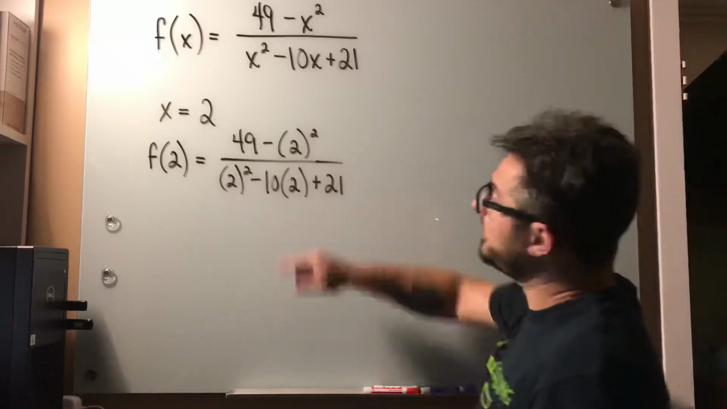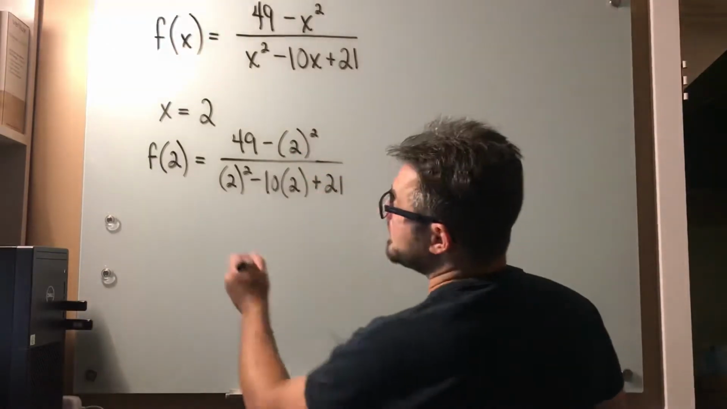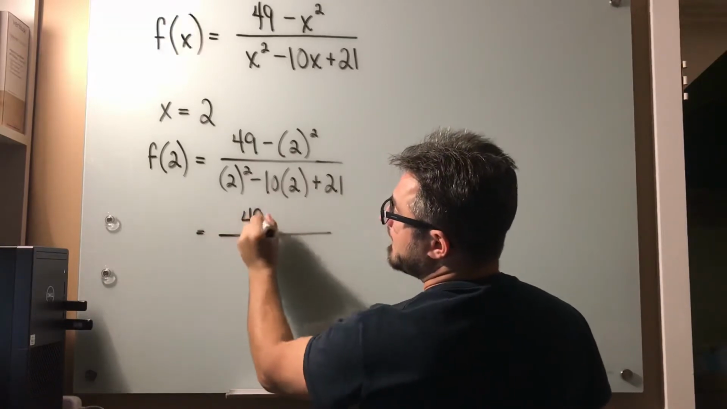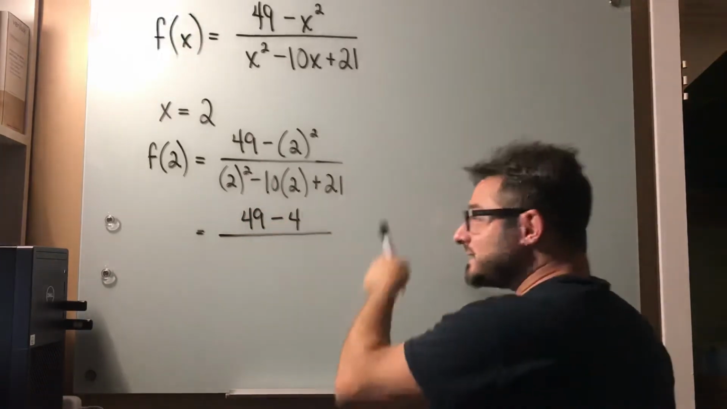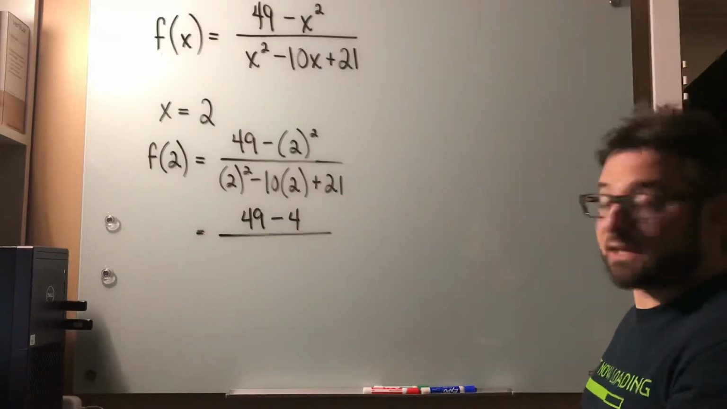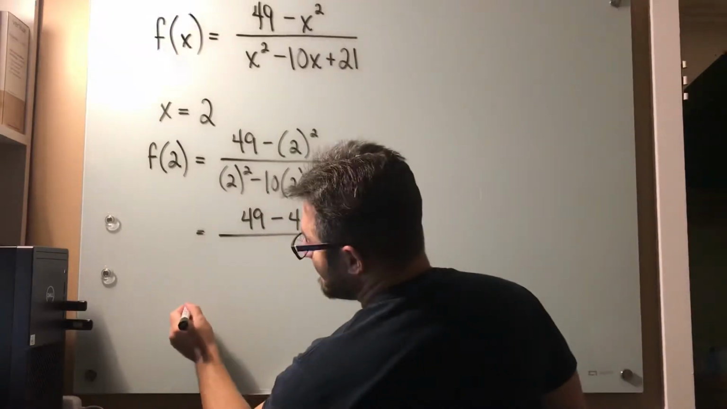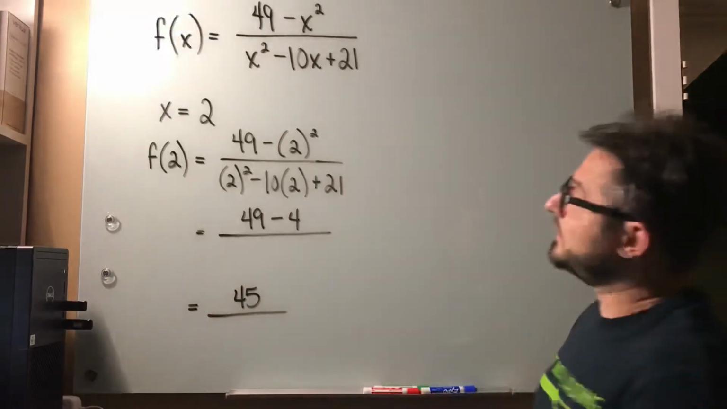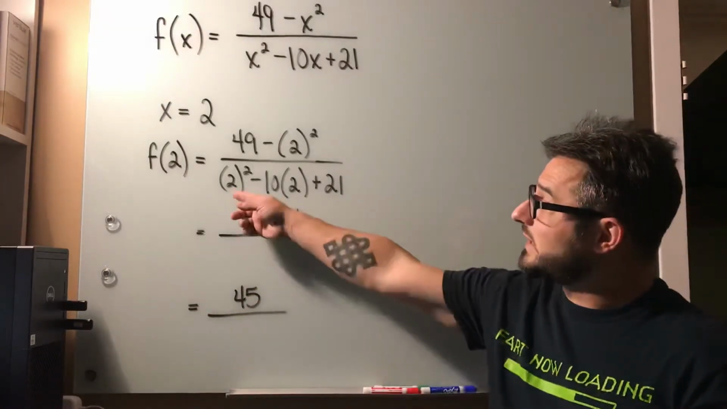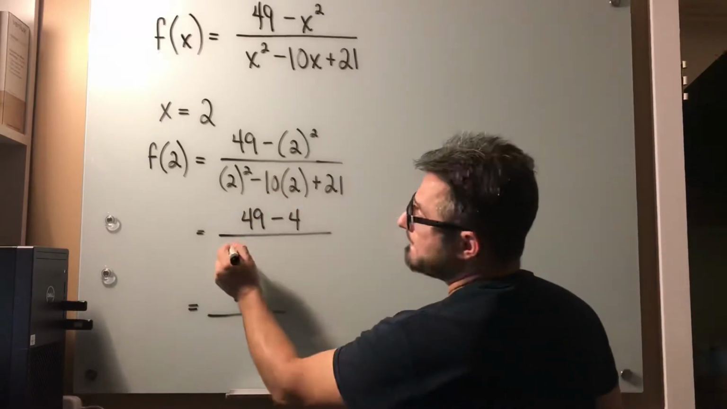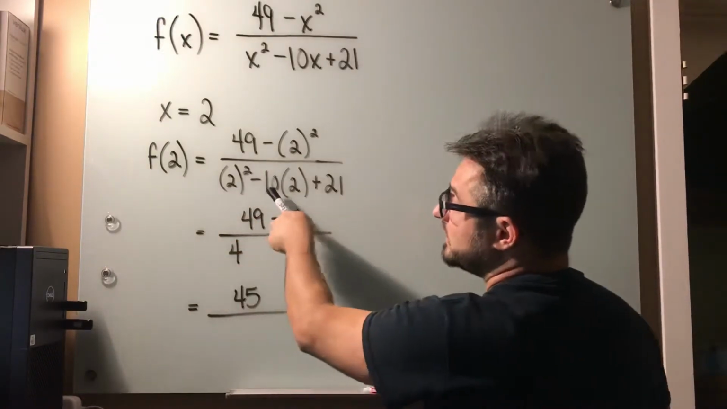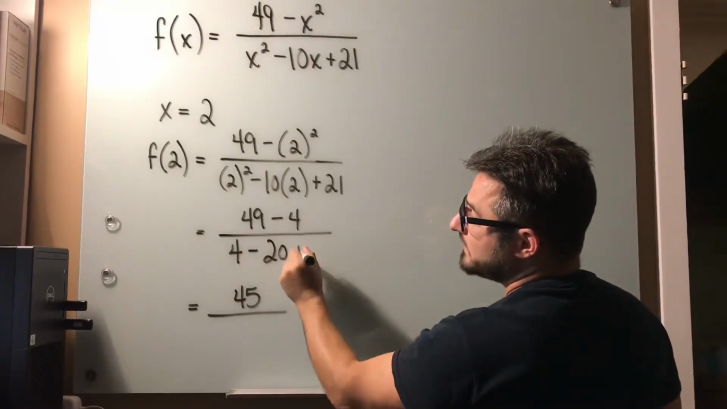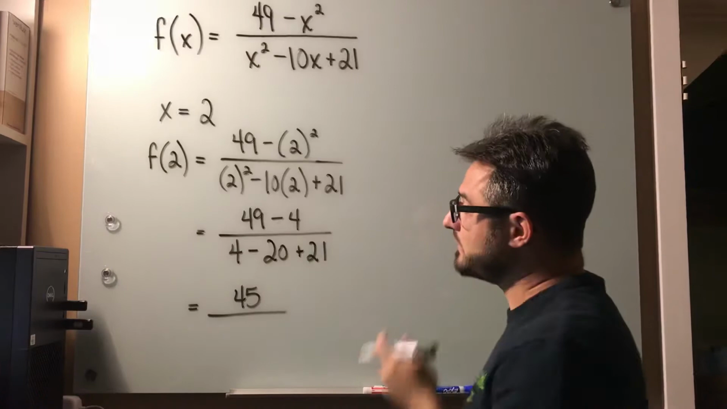So, for example, 2 squared is 4, and then that 4 is used in the next operation, 49 minus 4. In the denominator, there are other operations. Again, 2 squared. There's also 10 times 2, and then an addition of 21.